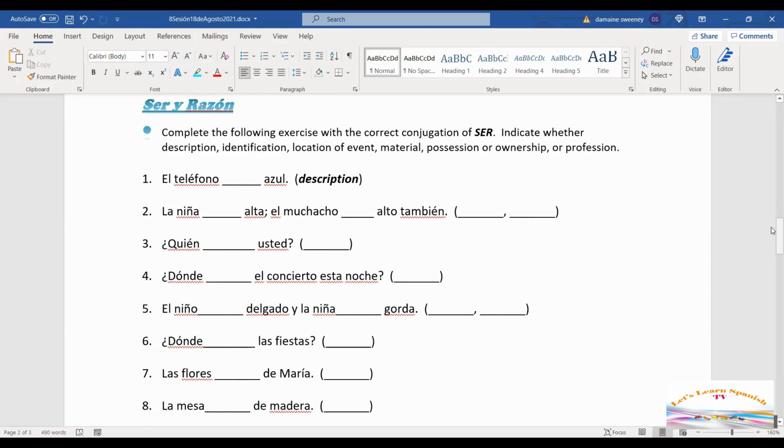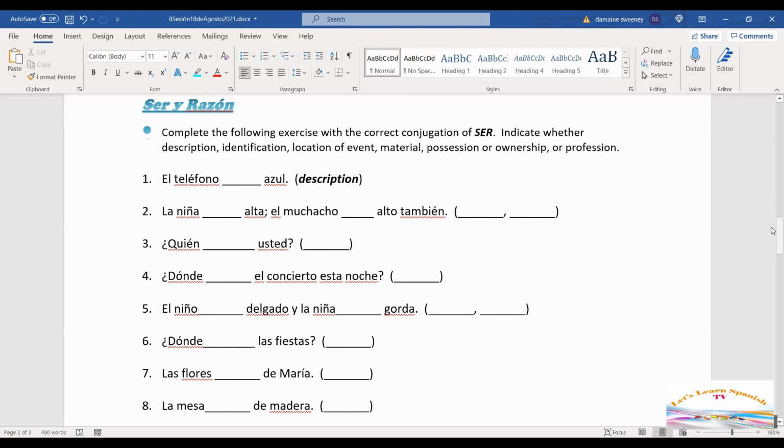I'll do the first couple of ones with you, and then I'll let you do the rest on your own. El teléfono, and that's the description. El teléfono es azul. La niña, el muchacho, physical description, okay? And that's going to be la niña es alta, el muchacho es alto también. Physical description for the first one. El muchacho es alto también. Physical description for the second one.